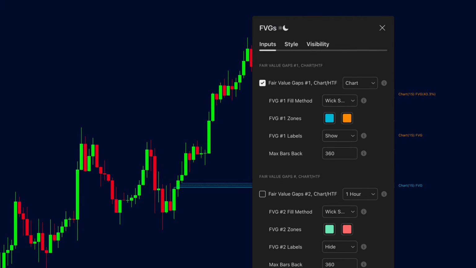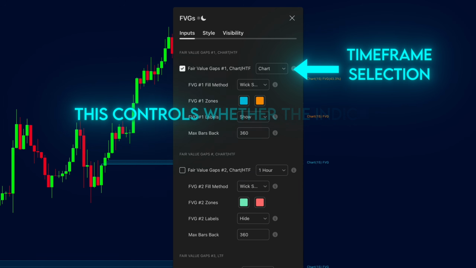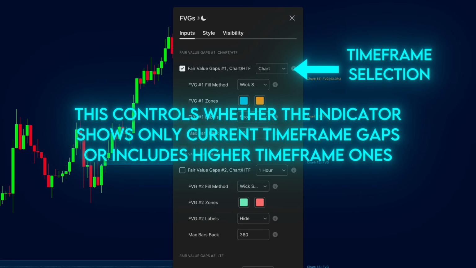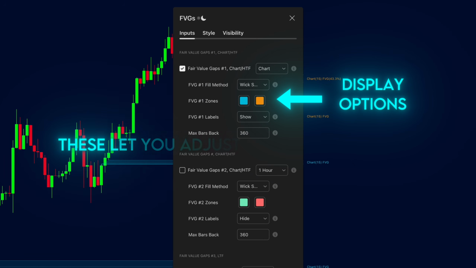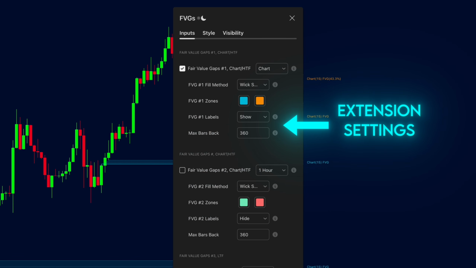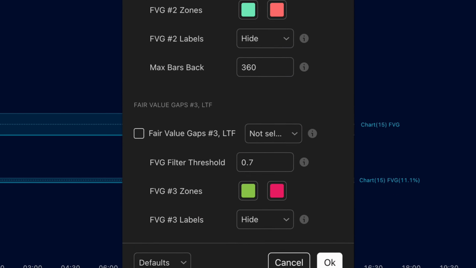Double-click the indicator to open settings. You'll usually see options related to time frame selection. This controls whether the indicator shows only current time frame gaps or includes higher time frame ones. Display options. These let you adjust colors or visibility for different gap states. Extension settings. This controls how far the zones project forward on the chart. Once everything looks readable, click OK.